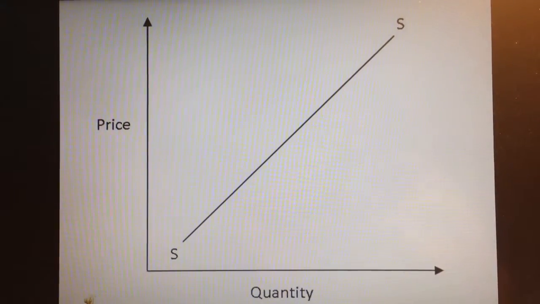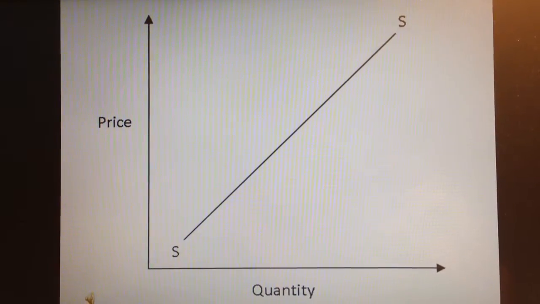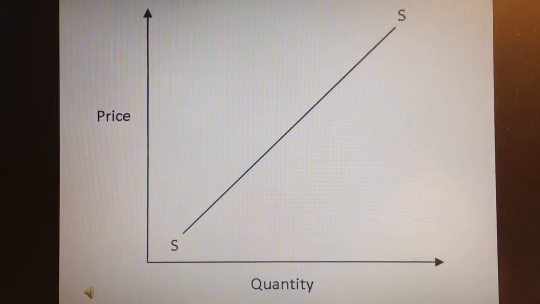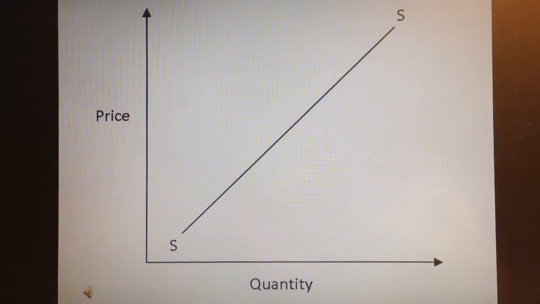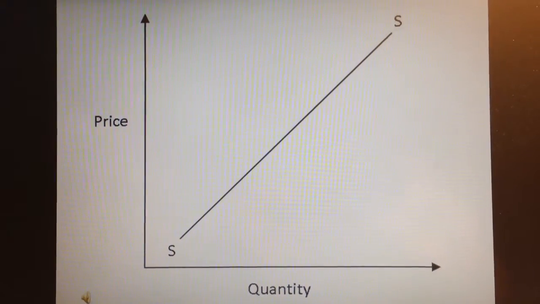Let's begin by looking at a supply curve. As you can see, quantity and price are directly related. This means that as a good becomes more expensive, more of it will be produced. Or as price increases, so will quantity supply.